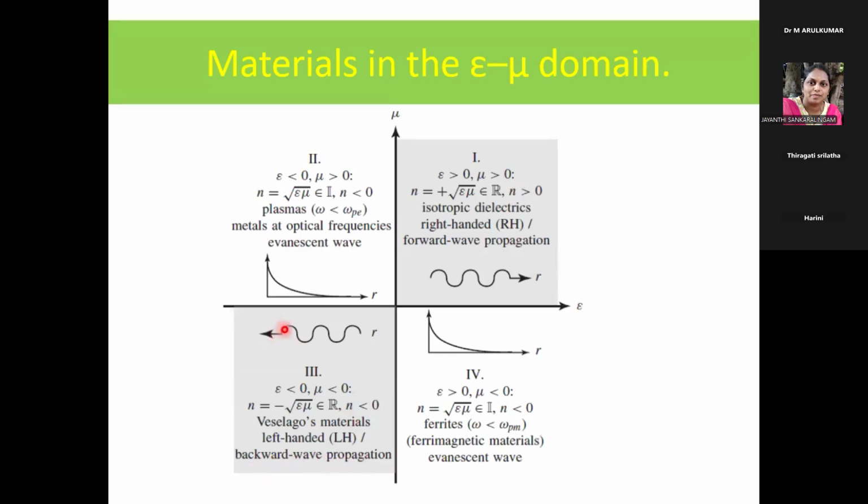In general, the wave has to propagate in the dielectric in the forward direction. If these two values become negative, the wave starts propagating in the reverse direction. So this is the behavior of that particular combination of materials, which is going to be of interest for many applications. You can have many applications by using this combination, epsilon negative and mu negative. So this is a region of interest for metamaterials.